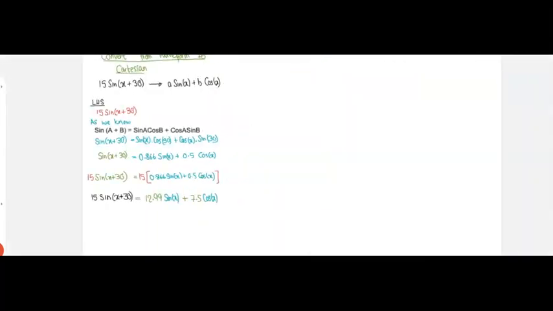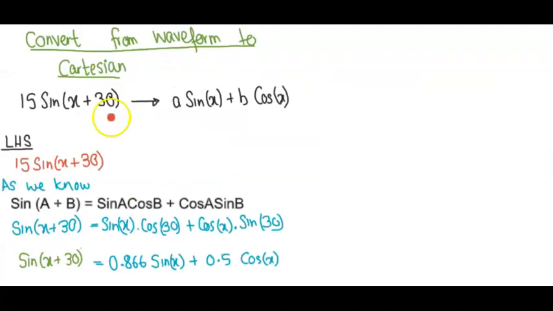Okay, next page. I want to convert from the waveform, which is this one, 15 sine(x plus 30), and I want to convert it into this form, A sine(x plus alpha). To do that, let's take the left hand side. The left hand side is 15 sine(x plus 30).